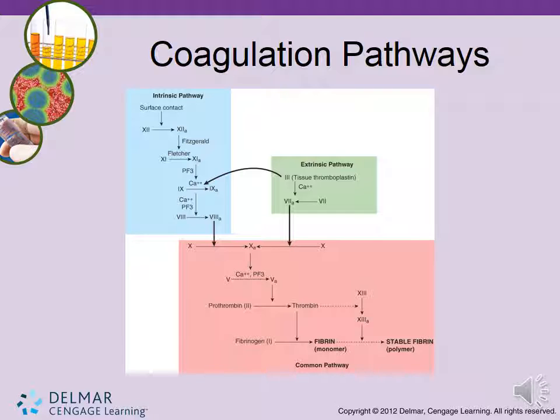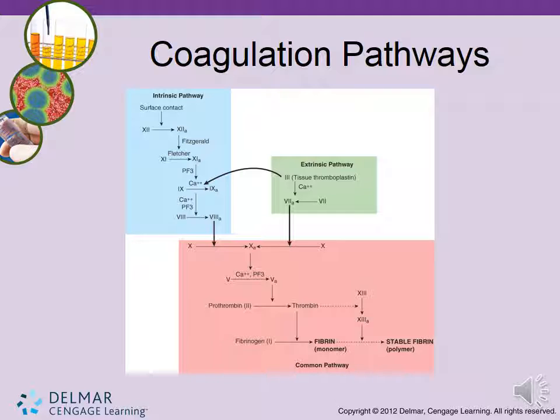Also notice that for your Roman numeral VII, there is a subscript letter A next to it. That means that it's been activated. So factor 3 triggers factor 7, and then it becomes activated. So as I said, this is a simplified version of the coag cascade. So extrinsic, let's talk about that. It means originating outside, because it's activated by proteins outside of the vascular system or outside of your blood vessels.